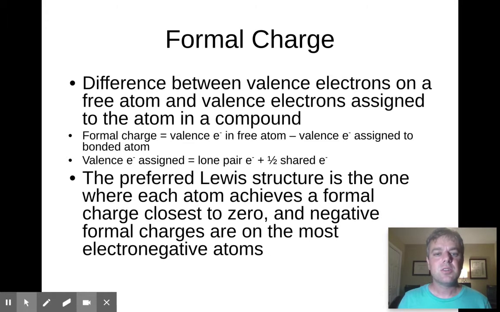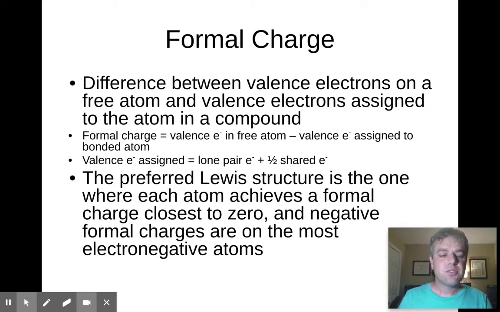But the key thing to note is that a preferred Lewis structure is the one where each atom gets a formal charge as close to 0 as possible, and negative formal charges are on the most electronegative atoms, specifically things like fluorine, chlorine, or oxygen or sulfur would have the negative formal charges, and the less electronegative elements would have positive formal charges. But we want to minimize formal charge as much as possible.